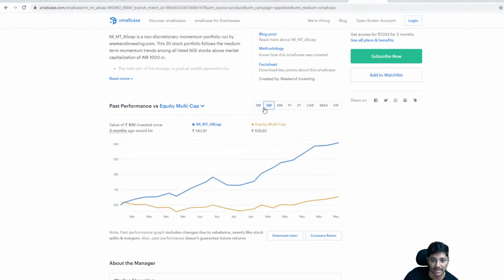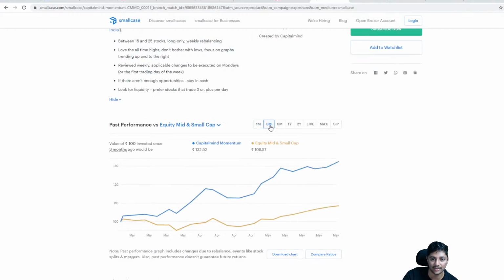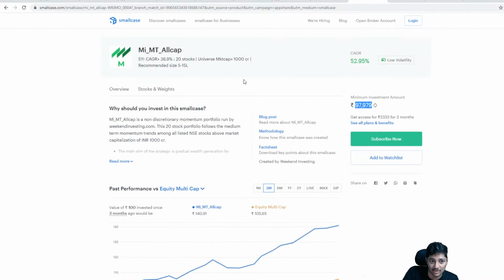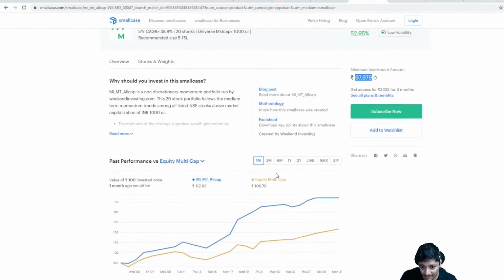Okay, let's go to three month return. Maybe 1 month was bad for CapitalMind. Let's go to 3 months. In 3 months, it gave 132% return. MIMT All Cap gave 140.9. So 8% more was given by MIMT. I track like this now every day. So every day I look at this, even though I'm not invested in this. I'm going to start this very soon. But the way I look at it is, I go to 1 lakh.